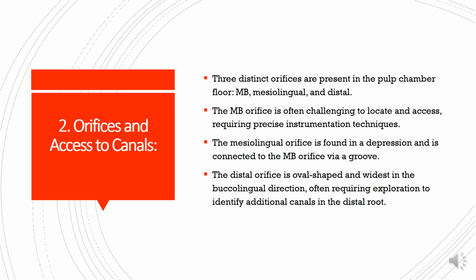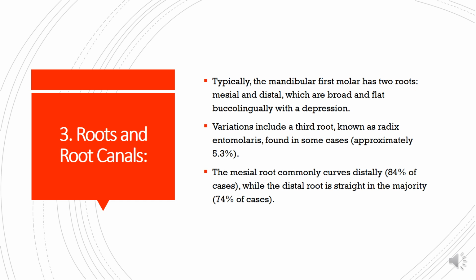Coming to the roots and root canals, typically the mandibular first molar has 2 roots, mesial and distal, which are broad and flat buccolingually with a depression. Variations include a third root known as radix entomolaris. It is found in approximately 5.3% cases. The mesial root commonly curves distally, found in 84% of cases, while the distal root is straight in the majority of cases, that is 74%.